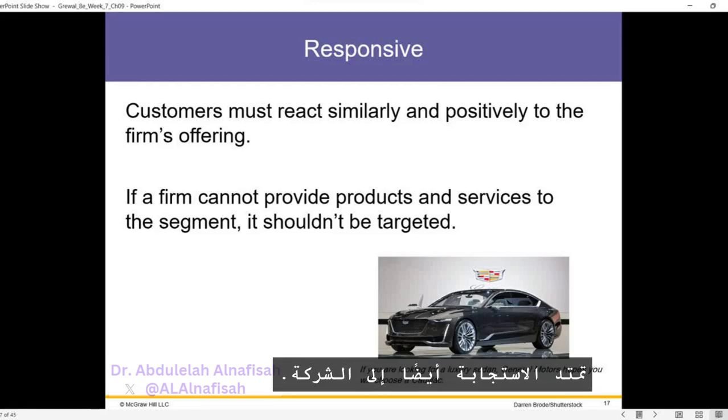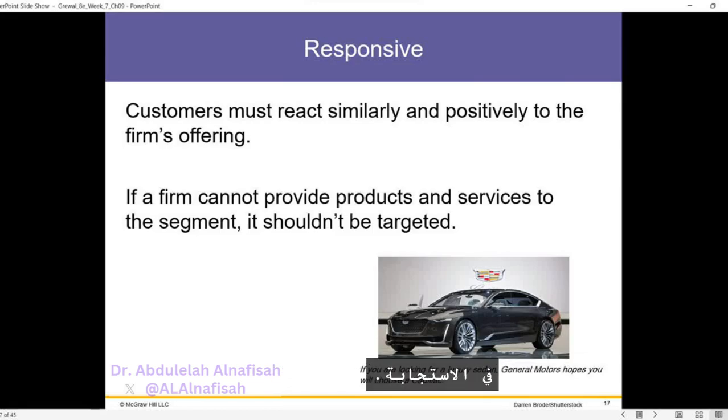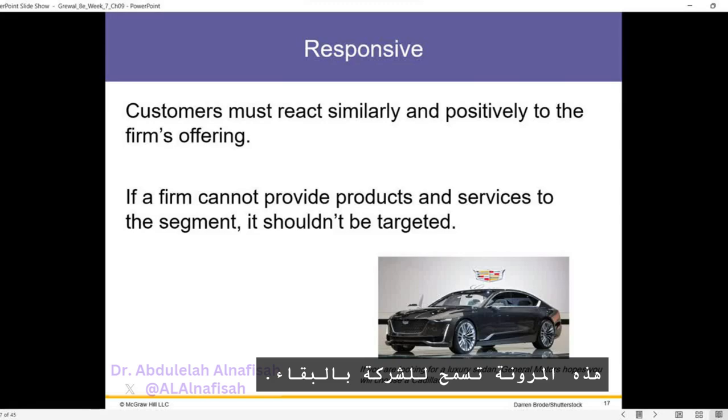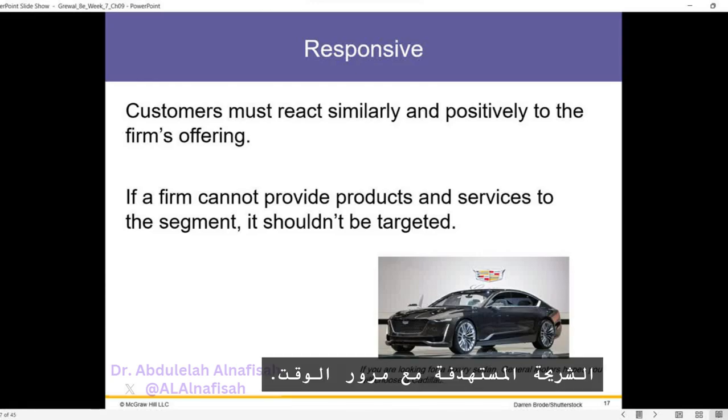Being responsive also extends to the company's ability to adapt and innovate in response to market changes and emerging trends. This agility allows the company to stay relevant and competitive, ensuring that it continues to meet the evolving needs of the target segment over time.